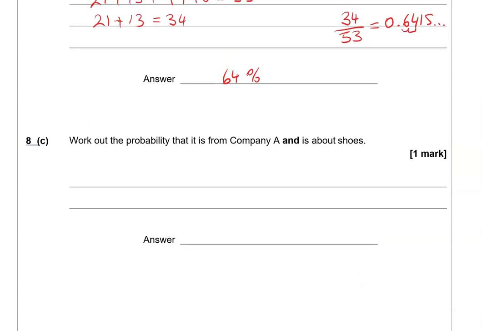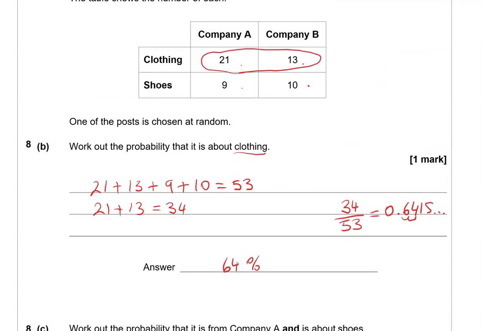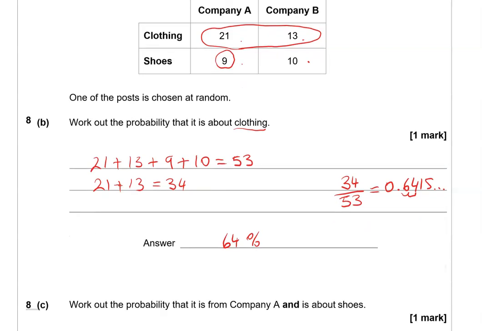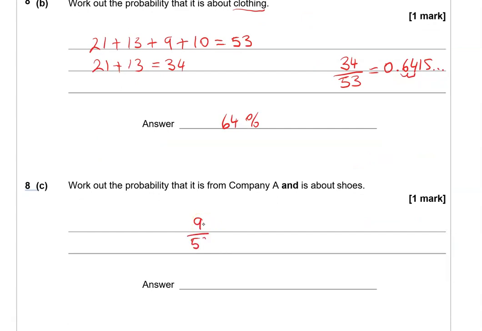Work out the probability that it is from company A and is about shoes. So company A and is about shoes, that's just 9 out of the total. So 9 out of 53. We do 9 divided by 53, which gives us 0.1698 and so on. So that is about 17%.